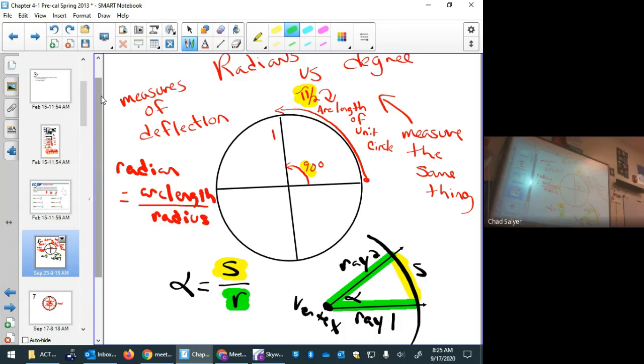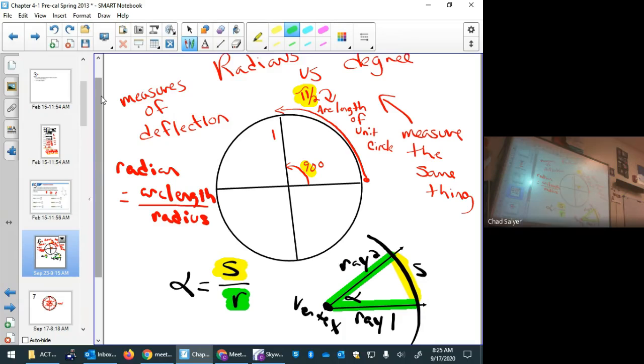The radian is a unitless measure. There is no unit for the radian. If you think about it, no matter what I measured those in, inches, feet, miles, you see how they would just cancel out and there would be no unit because I'm dividing one measure by another. So radians are considered a unitless measure.